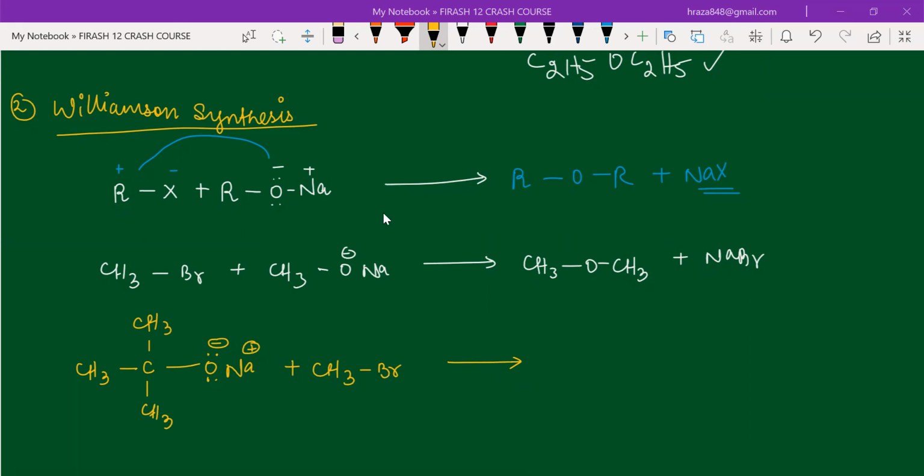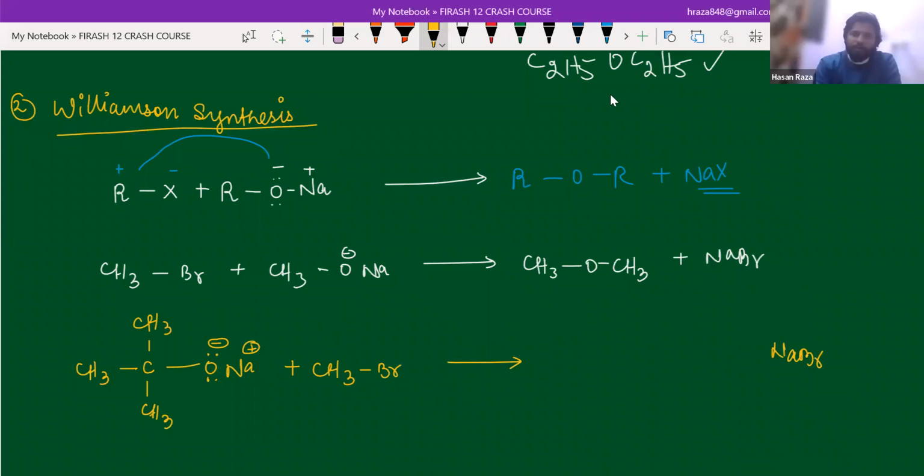NaBr will be separated. Yeah, that is a byproduct that we don't need to focus on. So CH3 attached with, yeah, this is basically CH3, C, CH3, and then there will be CH3, and this is your O, and then CH3. As you can see, this will have positive and this will have negative. So this positive will go with oxygen, so it will form an ether. Are you getting my point? Yeah.